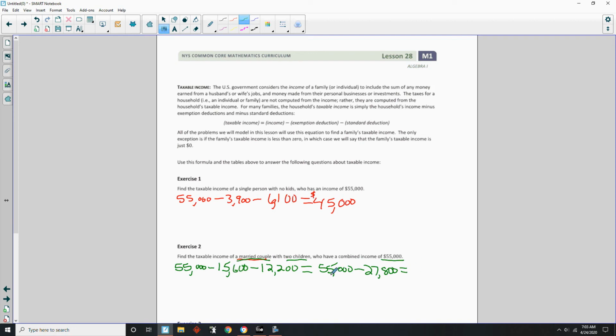So 55,000 minus 27,800 would be 0 minus 0, 0 minus 0, and then I need to borrow from the 5 and put a 10. 10 minus 8 is 2. So now this 4, 7, and this is a 4 minus 2 is 2. So $27,200 is going to be the taxable income.